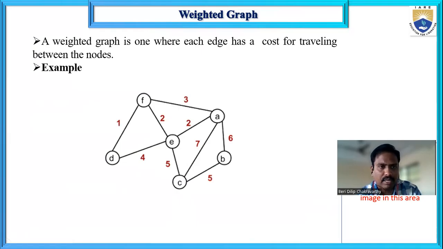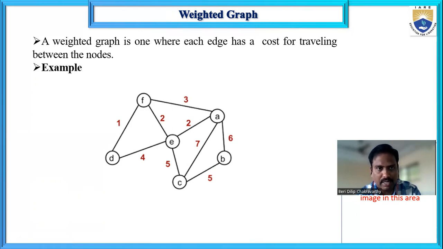Then weighted graph. A weighted graph is one where each edge has a cost for traveling between the nodes. Suppose if we observe this graph, from A to B a cost is given. If I need to move from A to B, I need to spend this much amount of time or this much amount of money. So we are designating it, and we call it weighted.